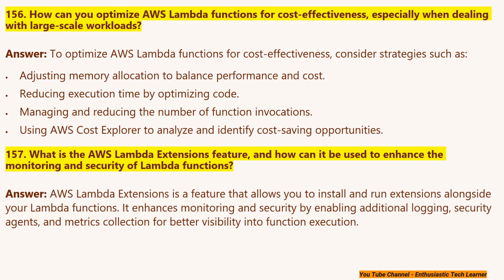What is the AWS Lambda Extensions feature, and how can it be used to enhance the monitoring and security of Lambda functions? AWS Lambda Extensions is a feature that allows you to install and run extensions alongside your Lambda functions. It enhances monitoring and security by enabling additional logging, security agents, and metrics collection for better visibility into function execution.